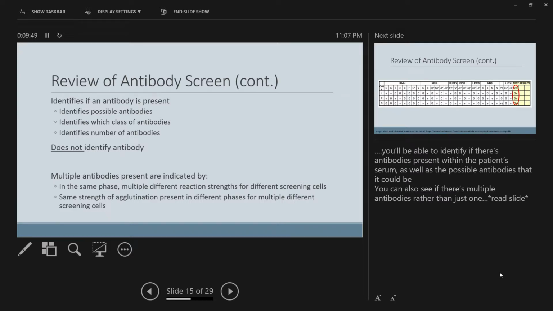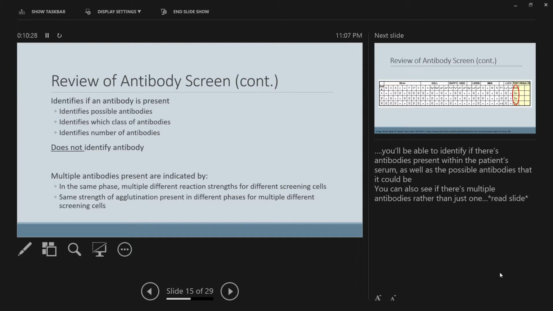But to identify if there are multiple antibodies present in the serum, you'll either see, in the same phase of the procedure, either immediate spin or 37 degrees Celsius or the AHG, multiple different reaction strengths for different screening cells. So for example, you would see a 1+ in one screening cell and a 4+ in another. This would denote multiple antibodies present.